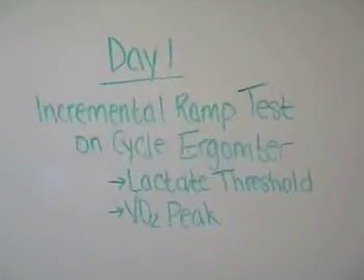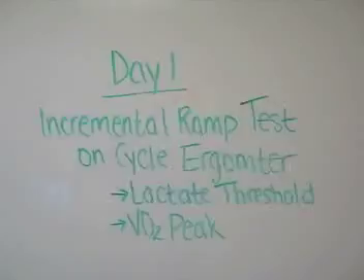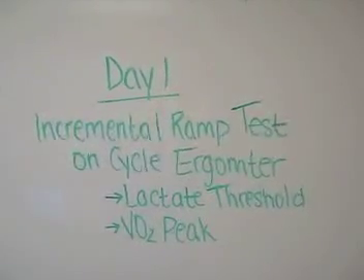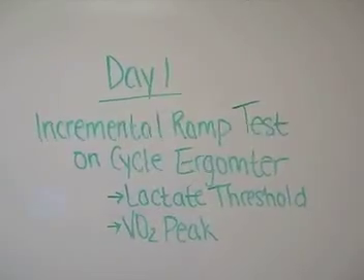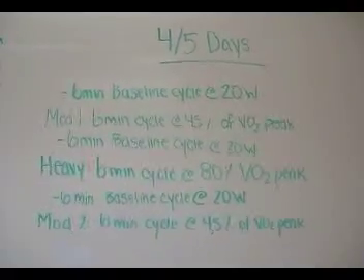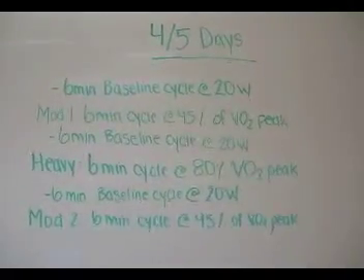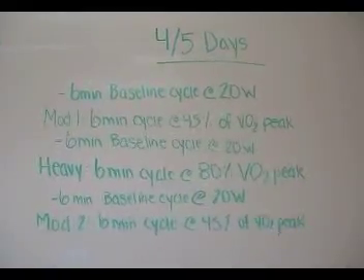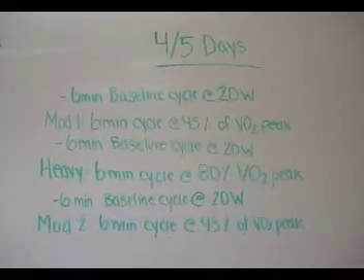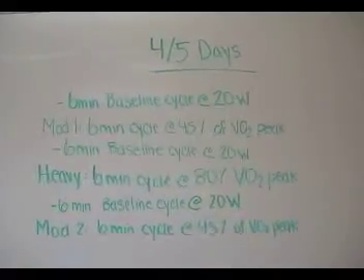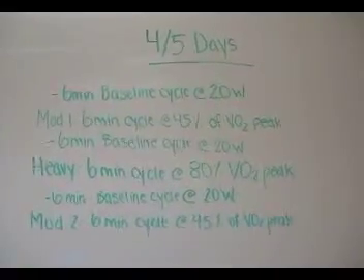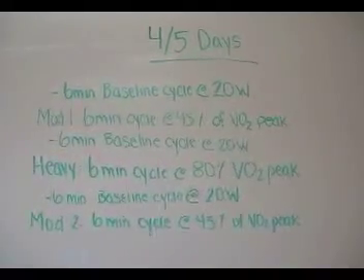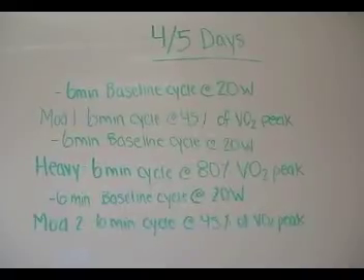Day 1 consisted of an initial incremental ramp test on a cycle ergometer to determine each participant's lactate threshold and VO2 peak. This was the protocol for 4 of the 5 days. It consisted of exercise training on a cycle ergometer. 6 minutes of baseline cycling at 20 watts was performed. Next, 1 bout of moderate intensity activity was performed at 45% of the participant's VO2 peak for 6 minutes. This was called Mod 1.